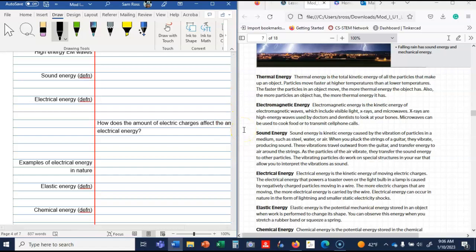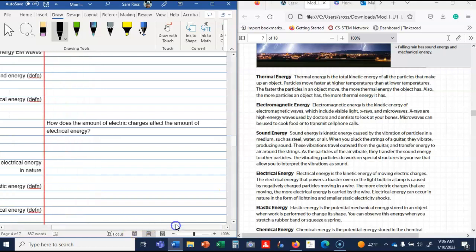First sentence: sound energy is the kinetic energy caused by the vibration of particles in a medium. A medium is something that sound goes through. So right now you're hearing my voice as it travels through air. It's vibrating the particles of air. And then we skip down to electrical energy, first sentence. Electrical energy is the kinetic energy of moving electrical charges.